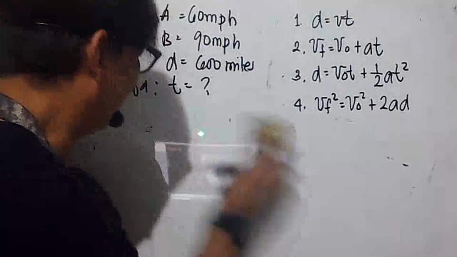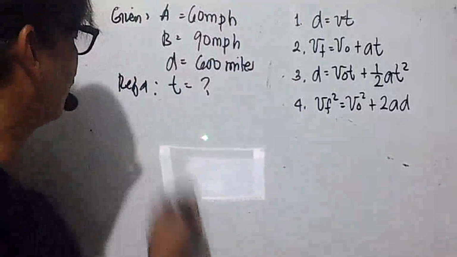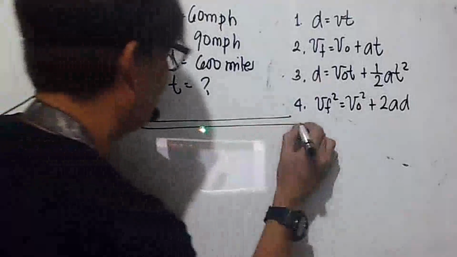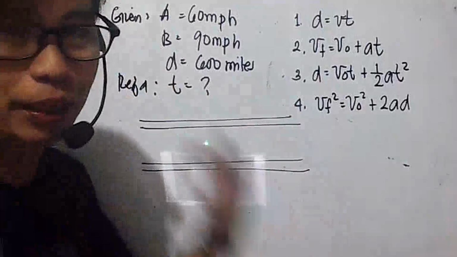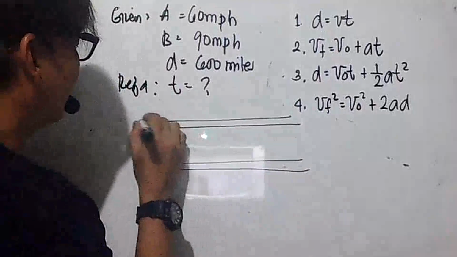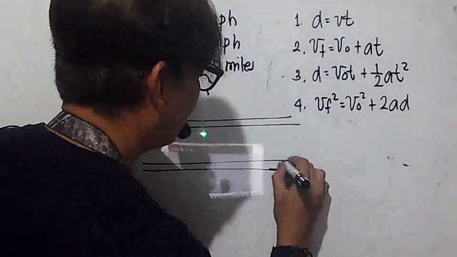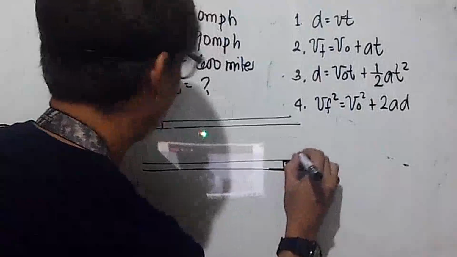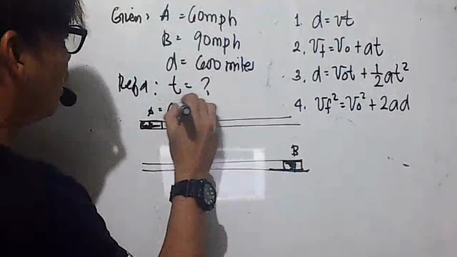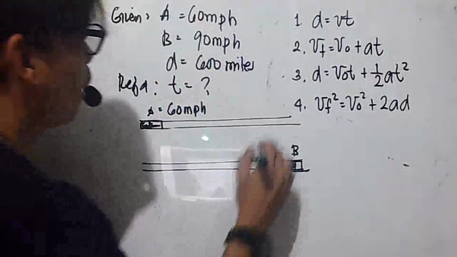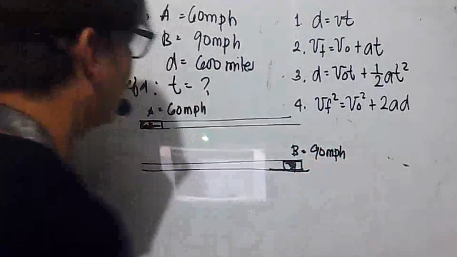So, okay, let's change the drawing. Let's make it a top view. This is your first train, the railway, and this is the second train. The earlier one wasn't good, because it looks like a collision will happen. So this is your train A, and here is your train B. Train A has a speed of 60 miles per hour, while train B has a velocity of 90 miles per hour. That's the given in the problem.